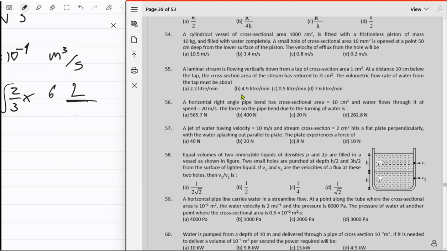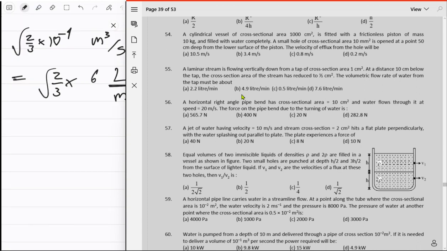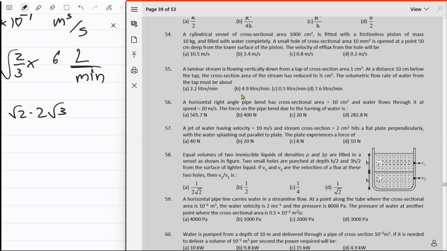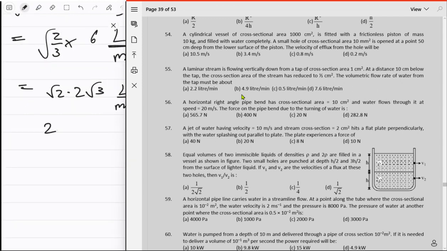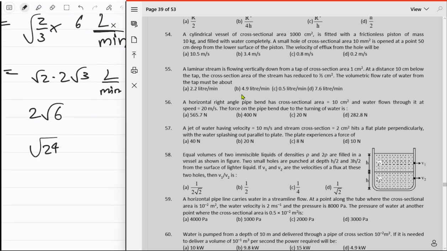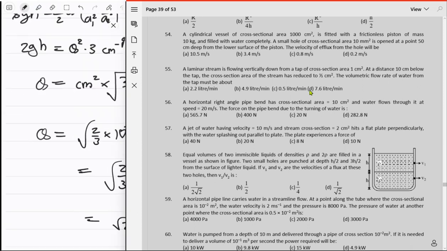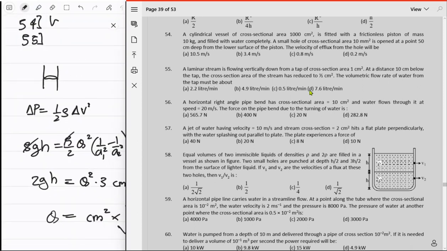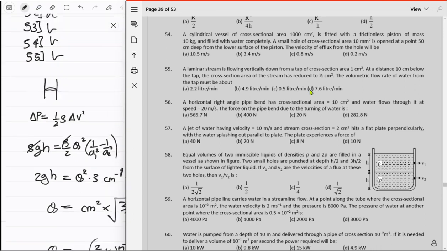6, and then you want minutes. Cool. What is this thing? Square root of 2 times 2 square root of 3, I guess. Yeah. And that's in liters per minute, which is 2 square root of 6 liters per minute. So 2 times, what is square root of 6? I don't know. It's like square root of 24 approximately, around 5. So this would work, I think. B. Yeah, B with answer. Less than 25, of course. So yeah, B works. Next question.